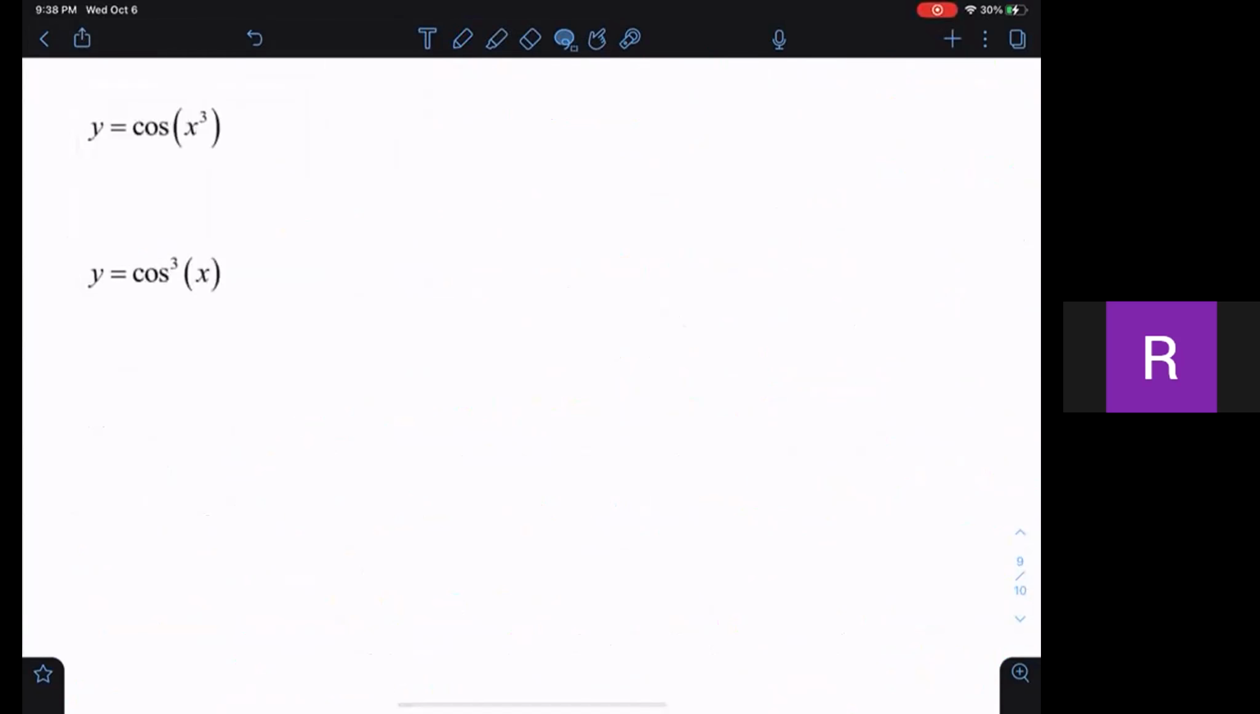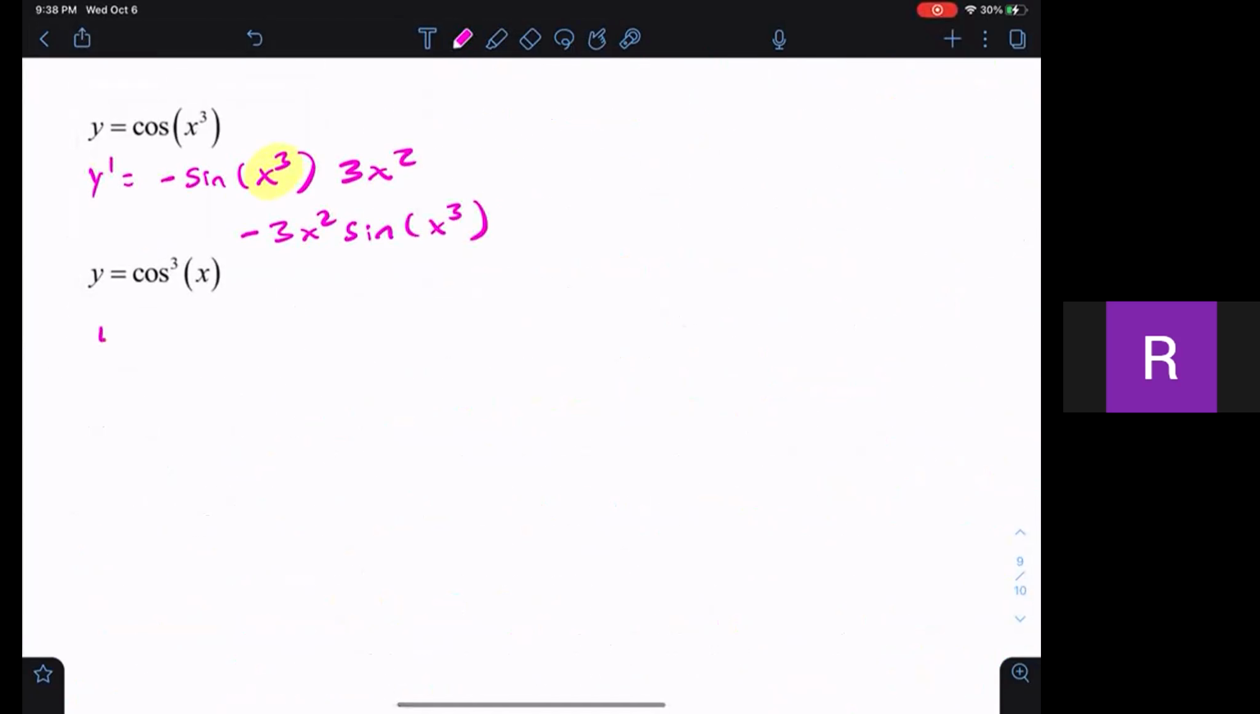So here, the derivative y prime equals derivative of cosine is negative sine, x cubed, derivative of this in the chain rule, this is 3x squared. So the answer is negative 3x squared sine x to the third power.